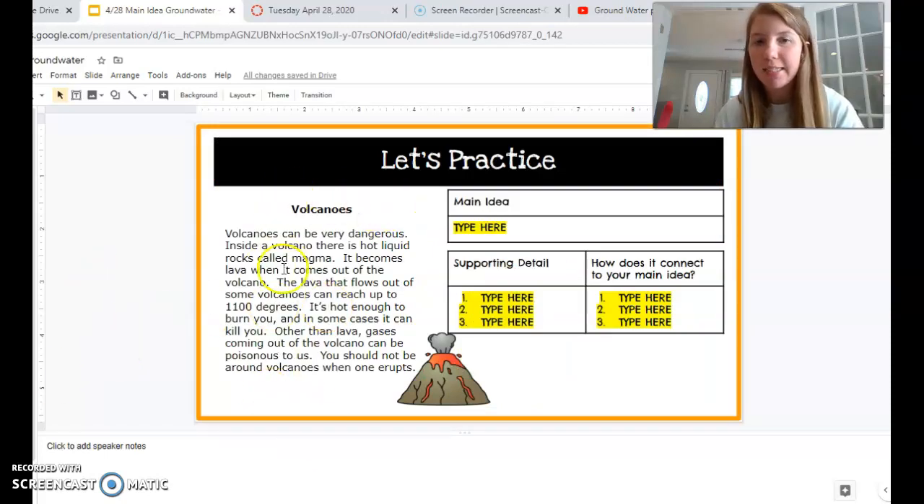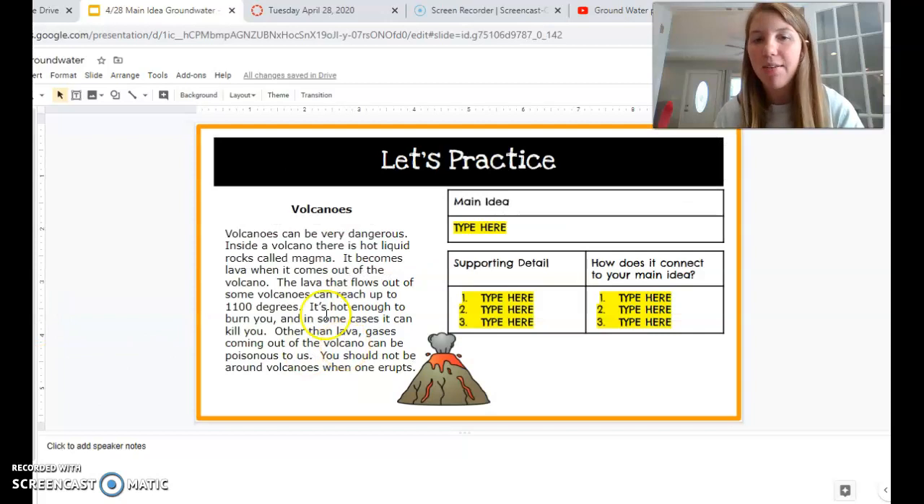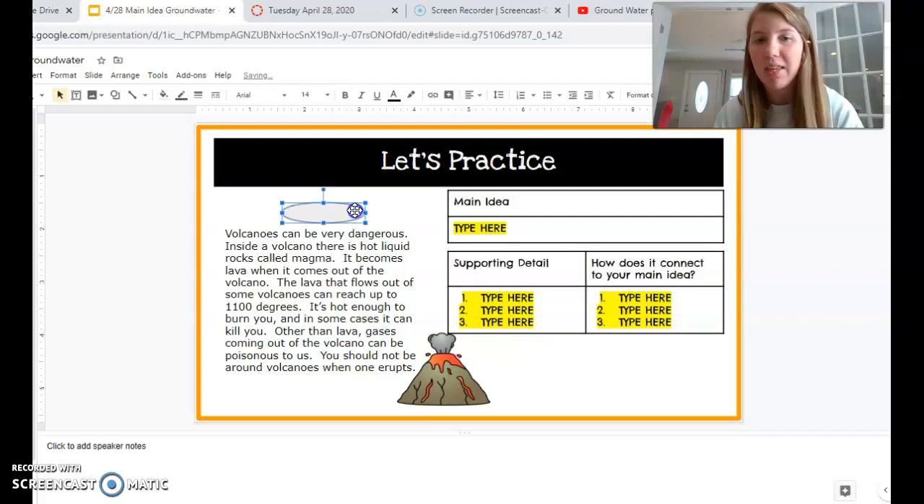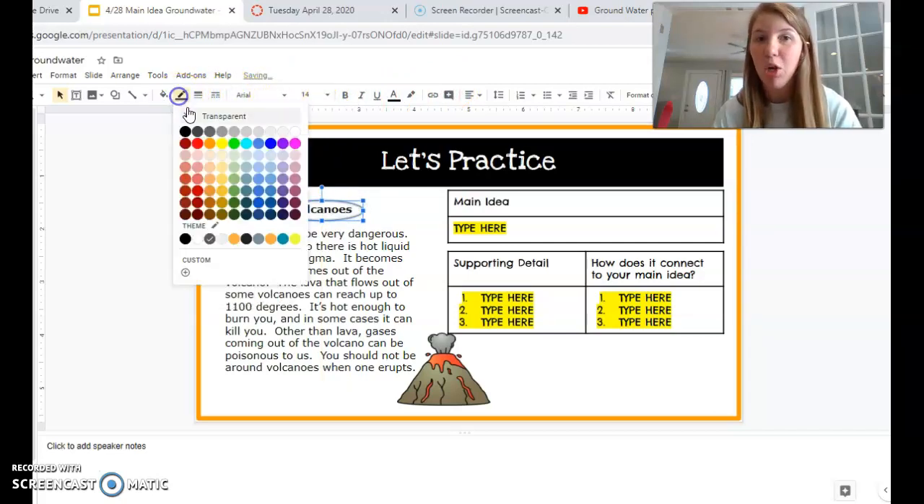Okay, so I have a text here. It's a short text. Its title is Volcanoes. Let's go back to our steps. The first thing I need to do is look at the title and headings. Now, I don't have any headings, but I do have this title. The title is Volcanoes. Now, what do I think this text is going to be about if the title is volcanoes? I'm thinking it's going to be about volcanoes.